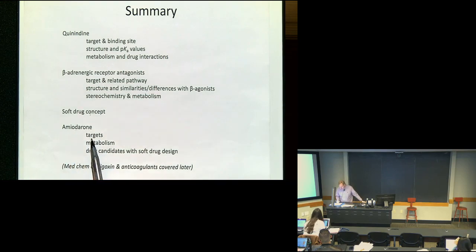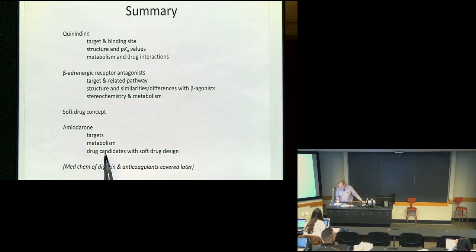Amiodarone, some of its many targets and metabolism, and how this soft drug concept may be successful in overcoming some of this toxicity. You've had digoxin and anticoagulants for treating some things in this class already, and I just put that pointer in because we'll be covering those classes in the inotropic lectures a little bit in the future.